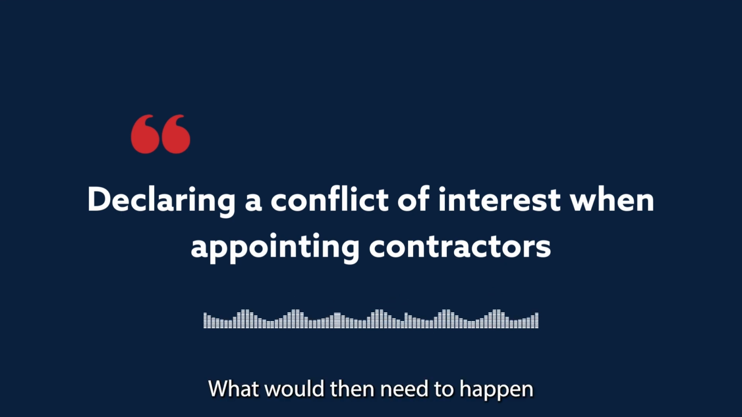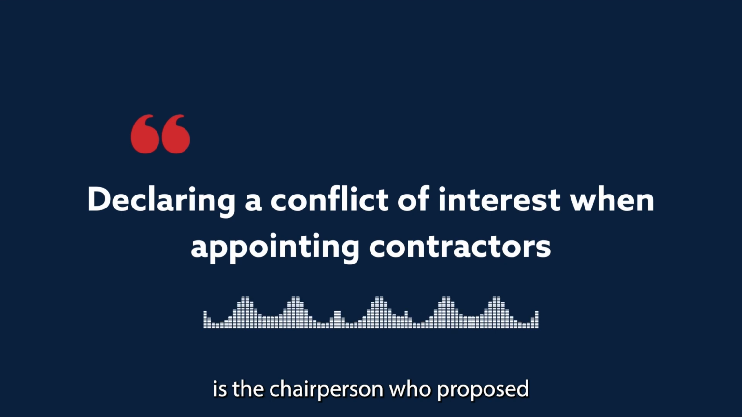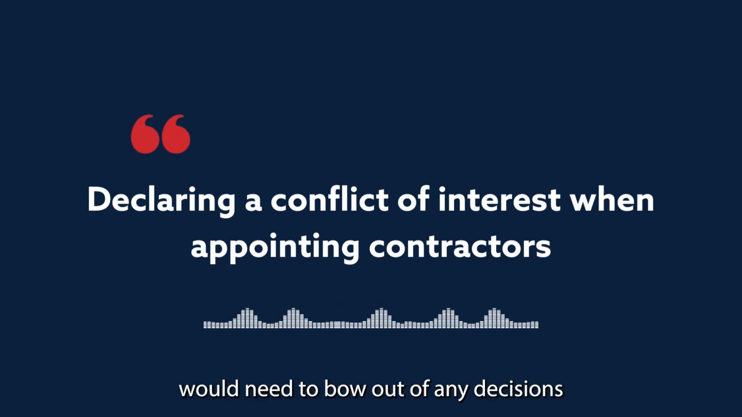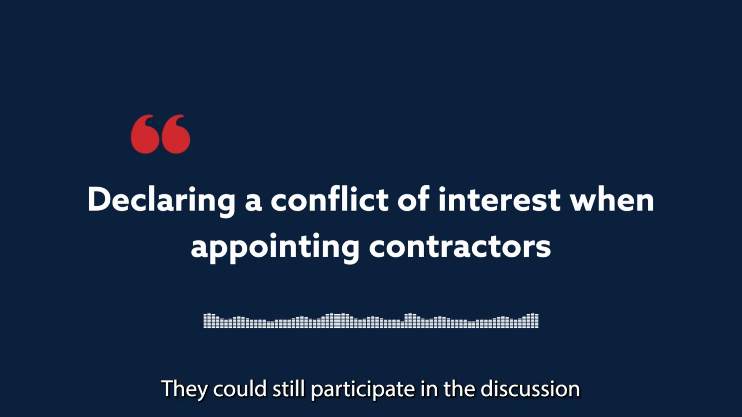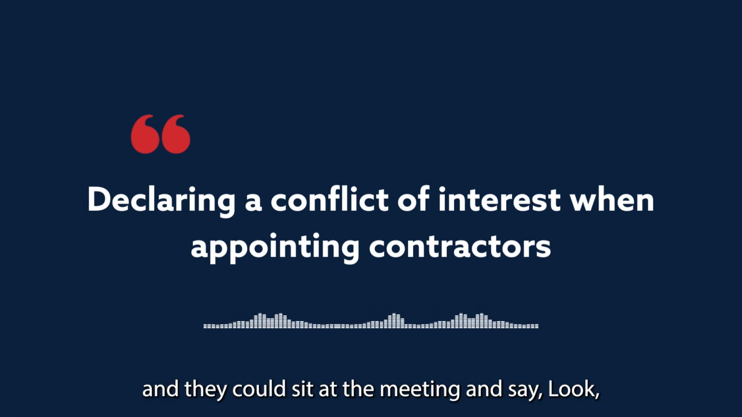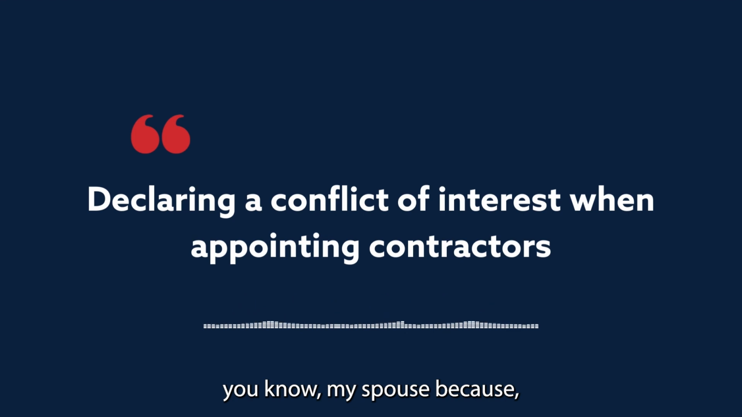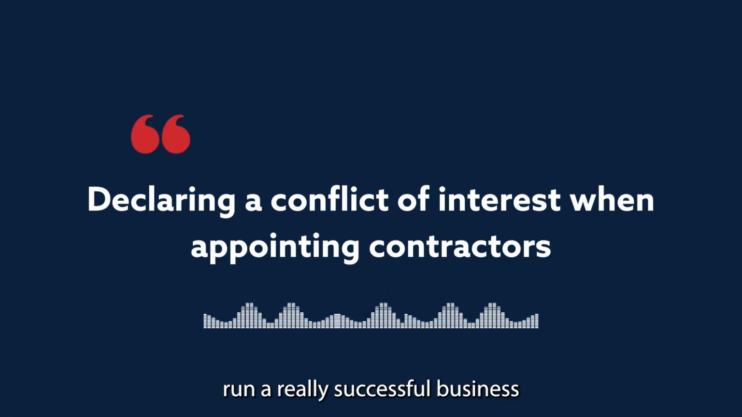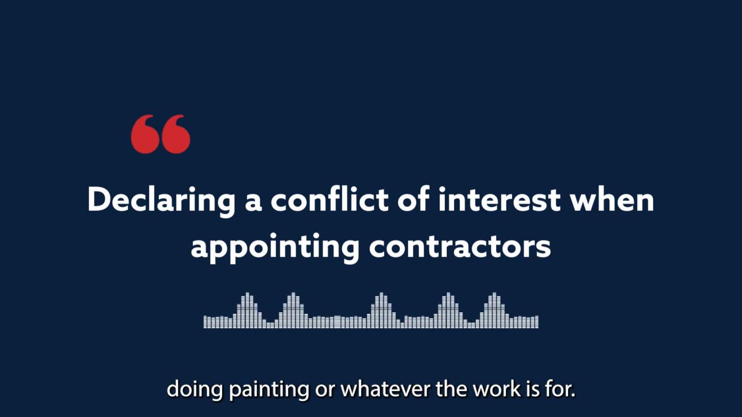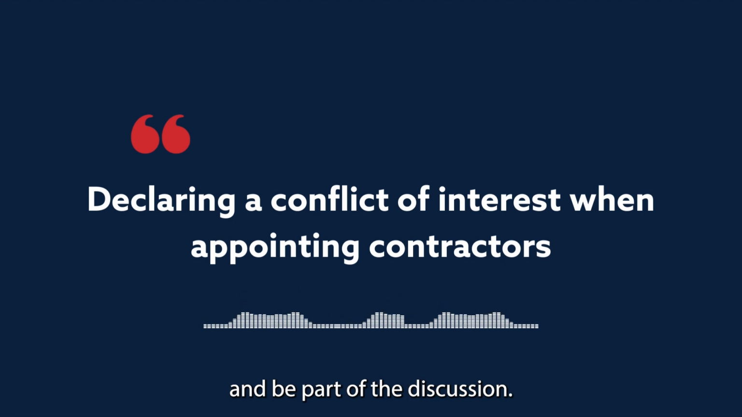What would then need to happen is the chairperson who proposed that contract would need to bow out of any decisions about that contract. They could still participate in the discussion, and they could sit at the meeting and say, look, I got this quote from my spouse because the person is great at their job and they run a really successful business doing painting or whatever the work is for. And they could give the pros and cons and be part of the discussion.